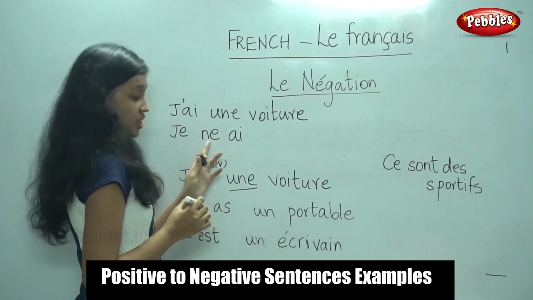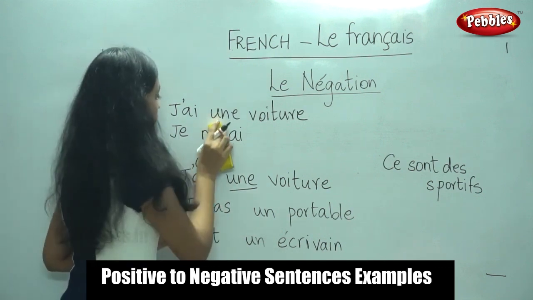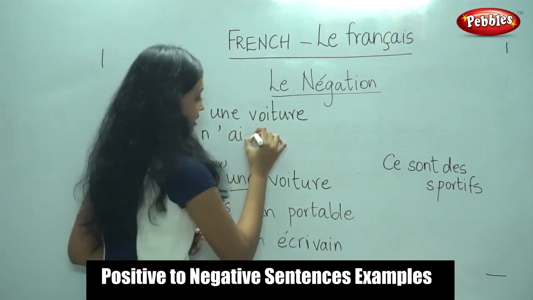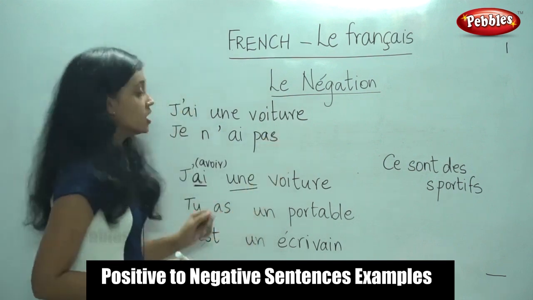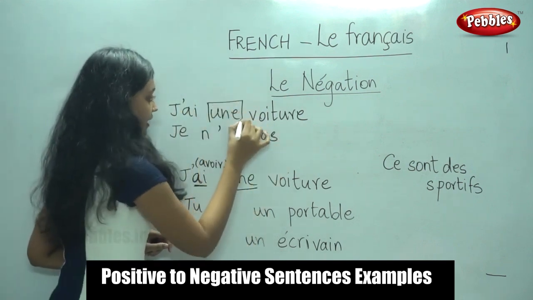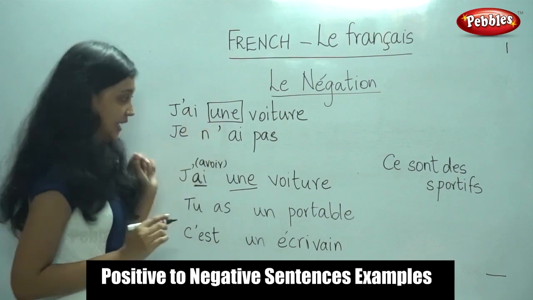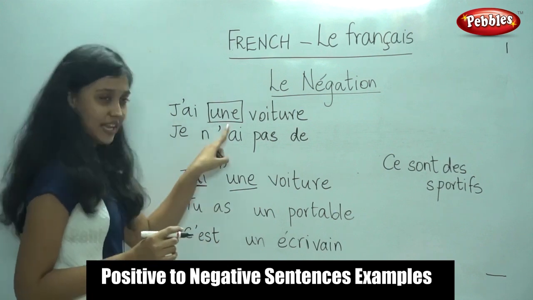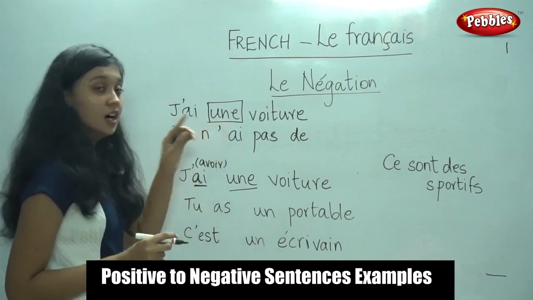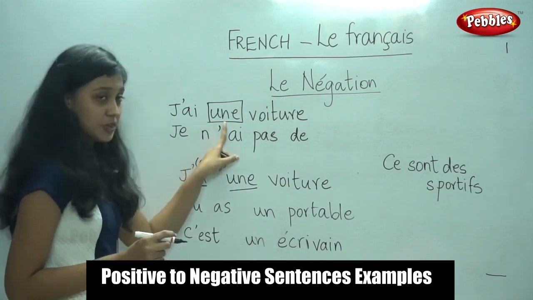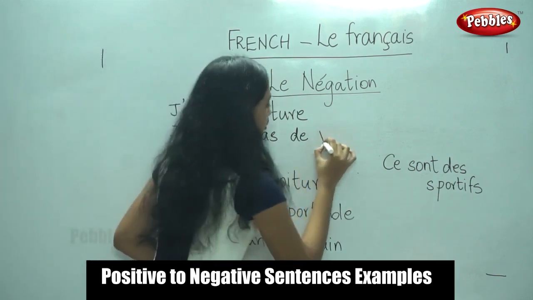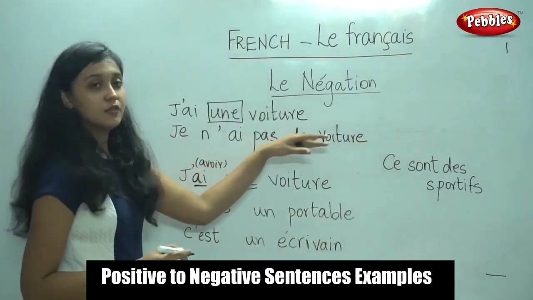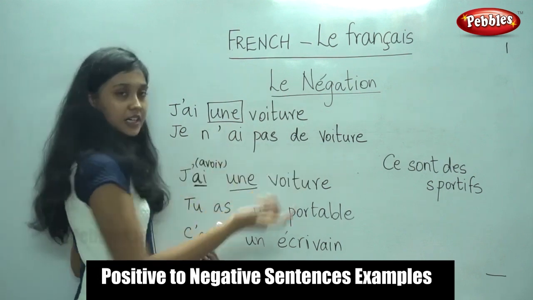Now there is a vowel clash here. So what would we do? We would remove e and place an apostrophe. Je n'ai, and we would add pas. So when we have an indefinite article, un, une or des, we would replace it with de. Voiture. Je n'ai pas de voiture. I do not have a car.